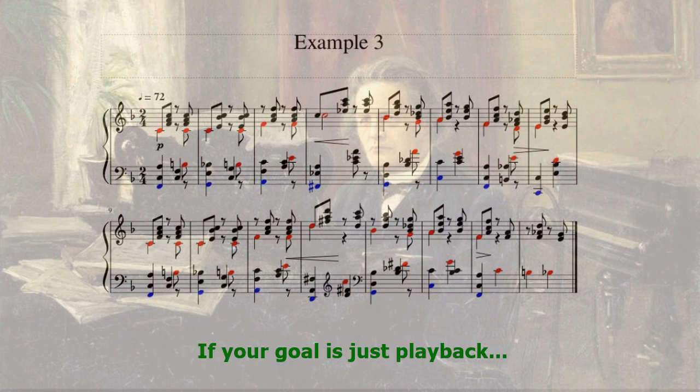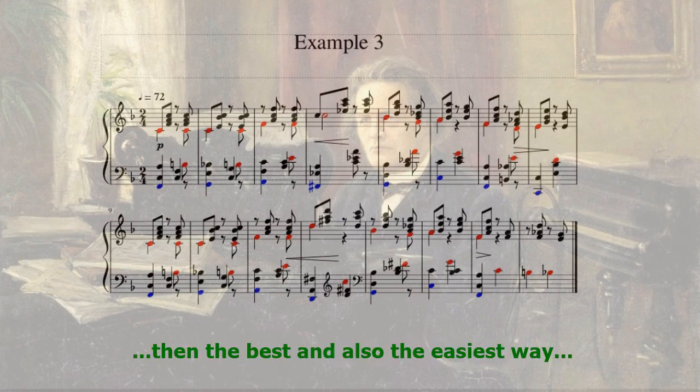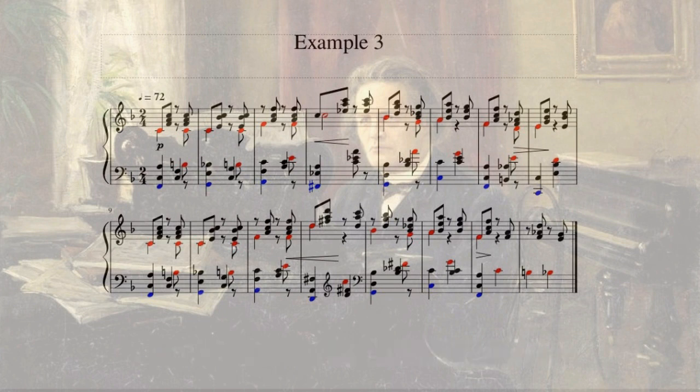If your goal is just playback, and you are not writing sheet music for somebody else to play from, then the best and also the easiest way to highlight these layers separately is to create different instruments, in this case pianos, for each layer and set the level of loudness for each of them separately.